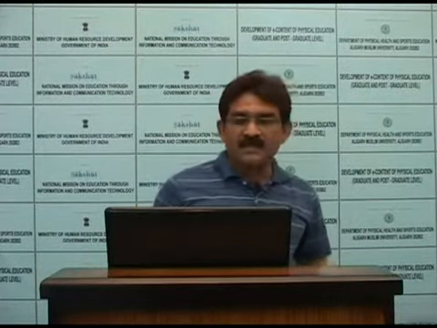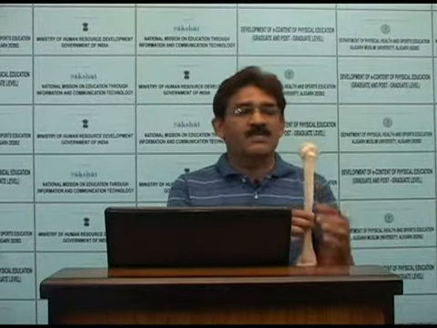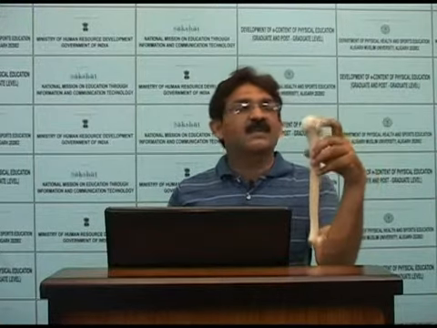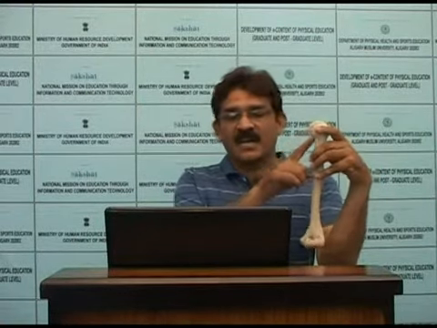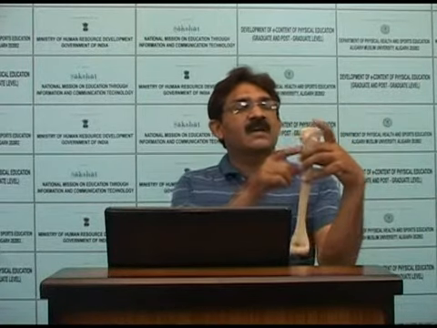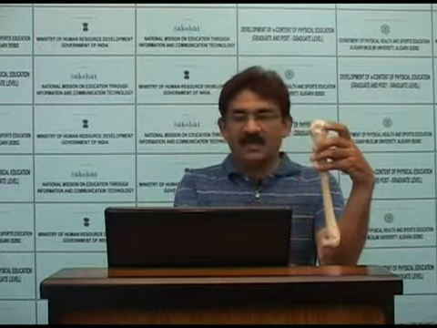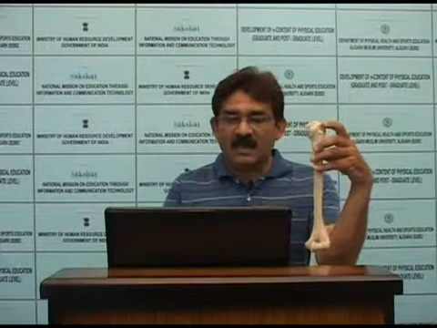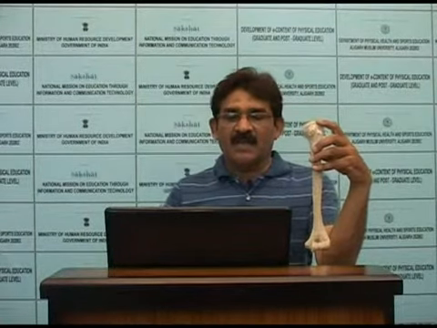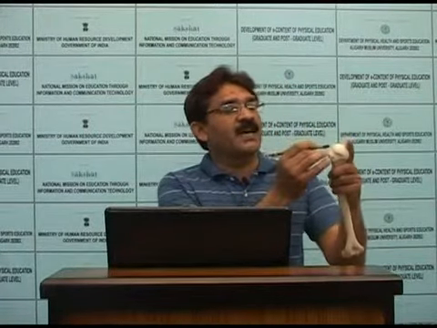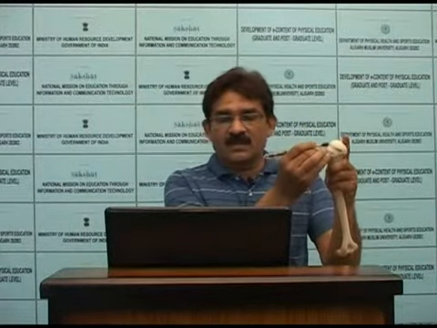Next is the humerus. It has two ends. The upper end has the head of the humerus, the anatomical neck and surgical neck, and the greater and lesser tubercles. This is the greater tubercle, and this is the lesser tubercle. Crests of the greater and lesser tubercles. This is the intertubercular groove.